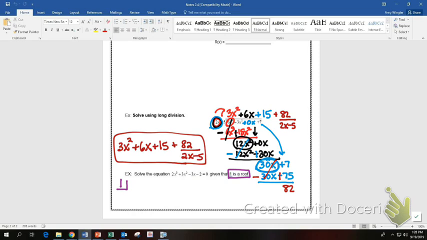If we're doing synthetic division, we have to list our coefficients in descending order, and we draw a line. We drop down our first term, and then we multiply that 2 by what's in the box. So 2 times 1 is 2, and we add our columns. 5 times 1 is 5, and we add our columns. 2 times 1 is 2, and we add our columns.